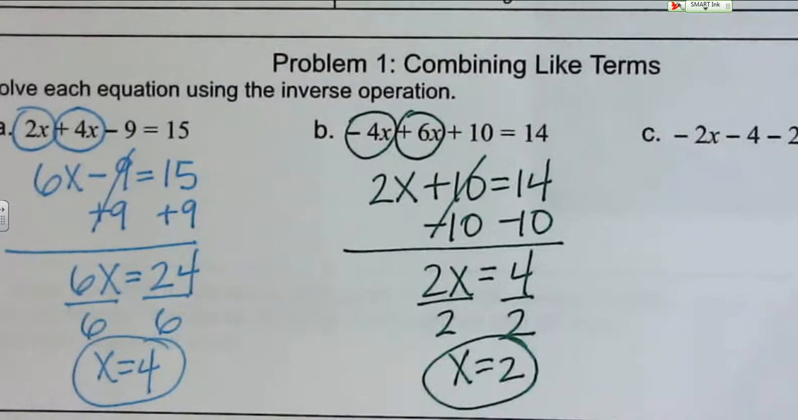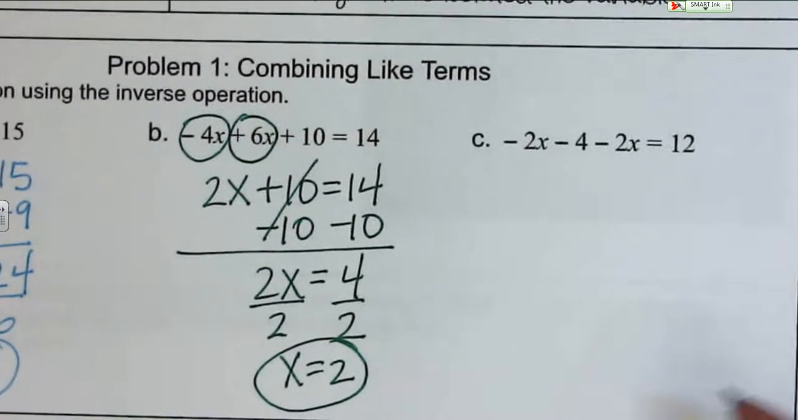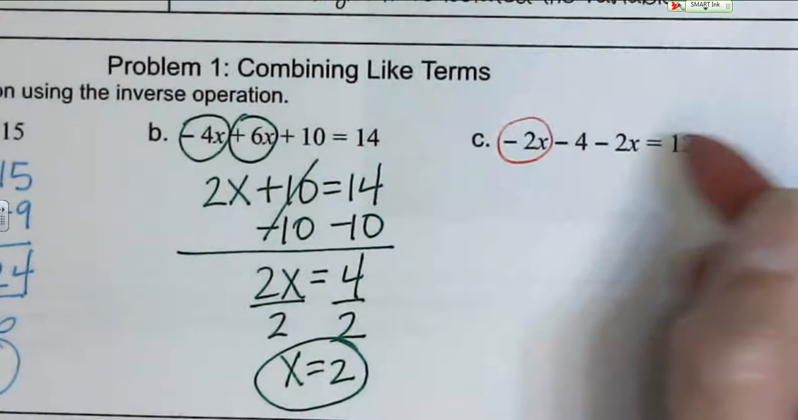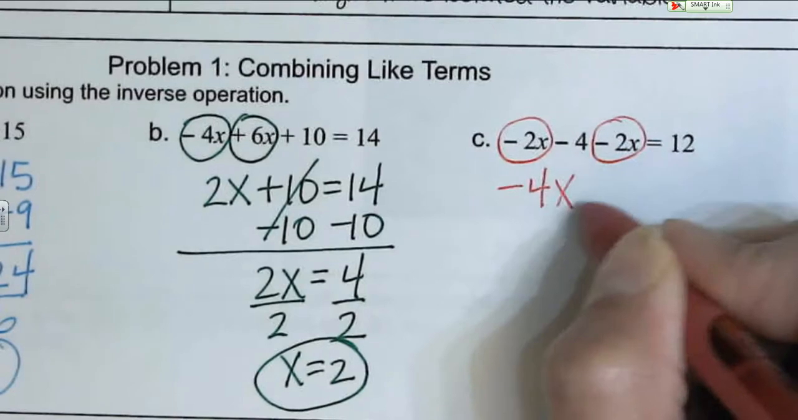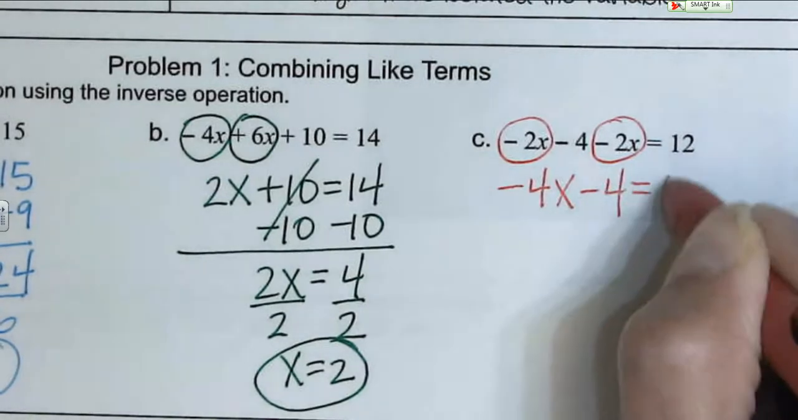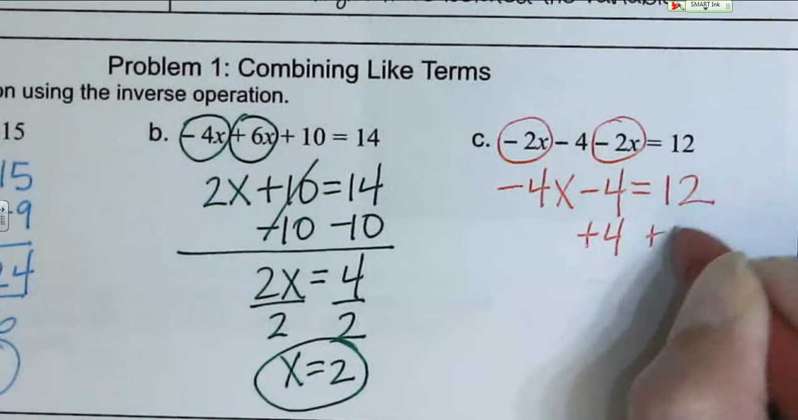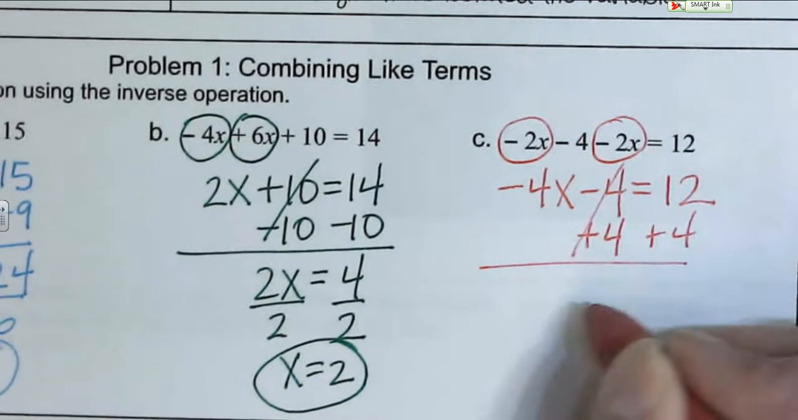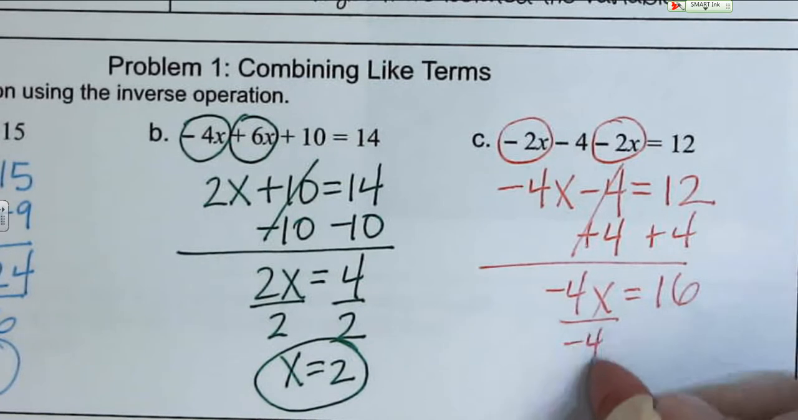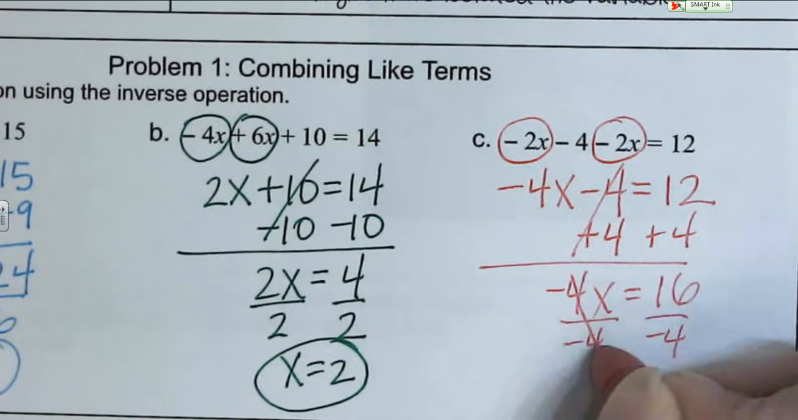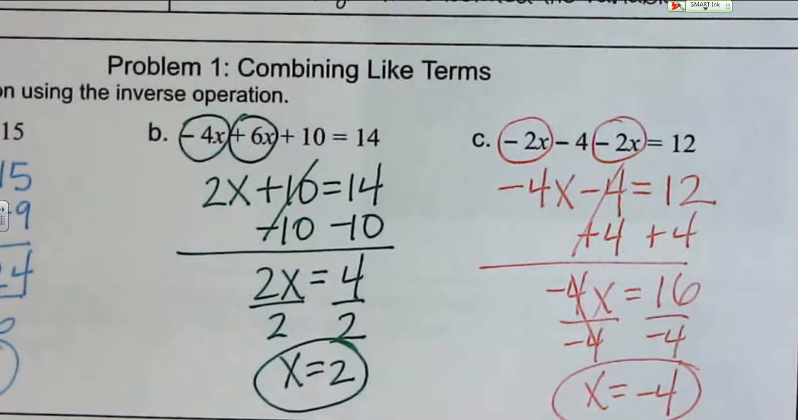Letter C. Negative 2x minus 4 minus 2x. So we have a minus 2x, we have minus 2x. Those two combine to be negative 4x minus 4 is equal to 12. Add 4 to both sides. Negative 4x is equal to 16. Divide both sides by negative 4, and x is equal to negative 4. Now you guys give the 3 at the bottom a try, and we will come back with the answers.